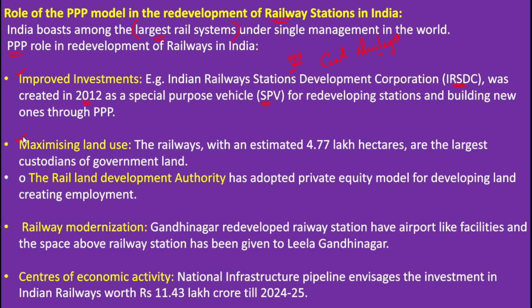Secondly, maximization of existing land use. If you look at Indian Railways, it is one of the largest landholders in the world. The total land with Indian Railways is around 4.77 lakh hectares, so it is one of the largest custodians of government land. The overall objective is the efficient usage of existing land. The Railway Land Development Authority was also created, and it has adopted the private equity model for developing land and creating employment opportunities.